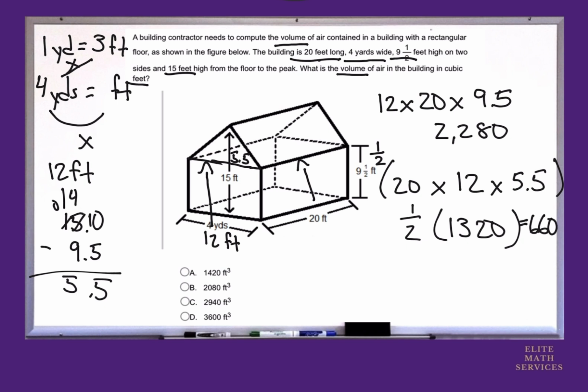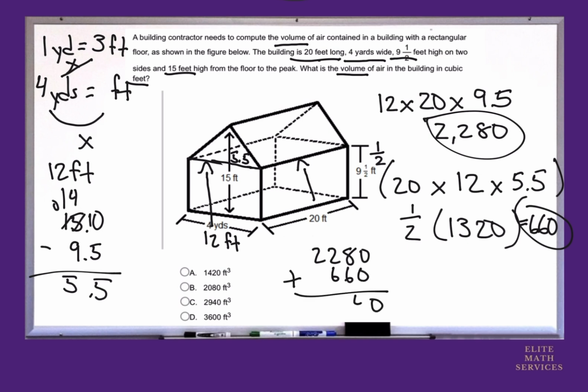Now that we have the volume of the top and the bottom, you add those two numbers together, and it's going to give you your final answer. So it's going to give you a final answer of 2,940 feet cubed, or cubic feet.